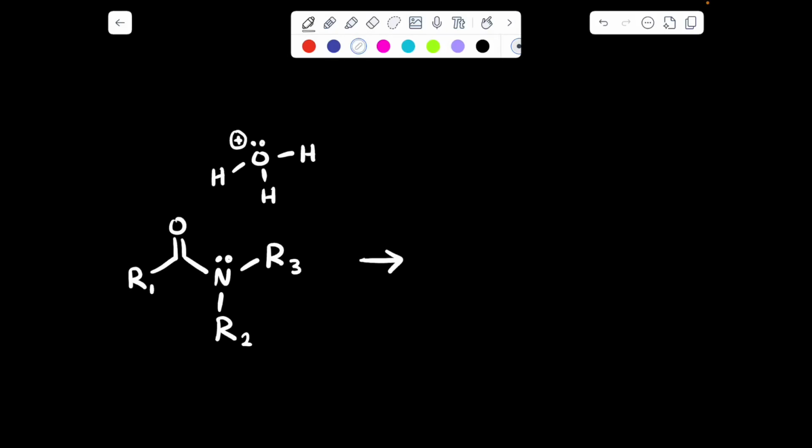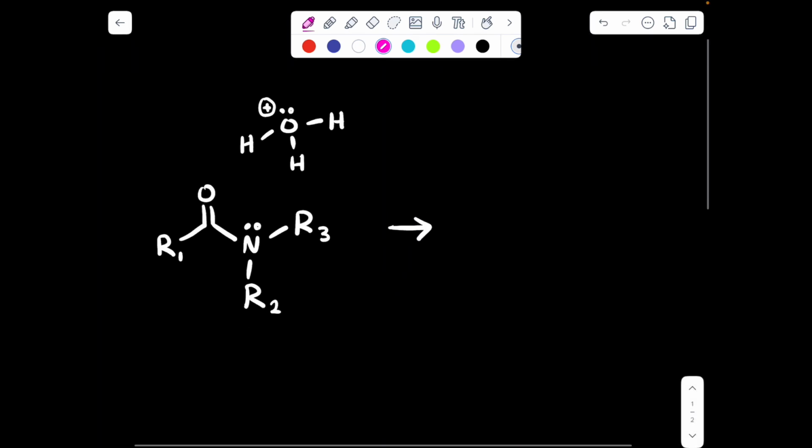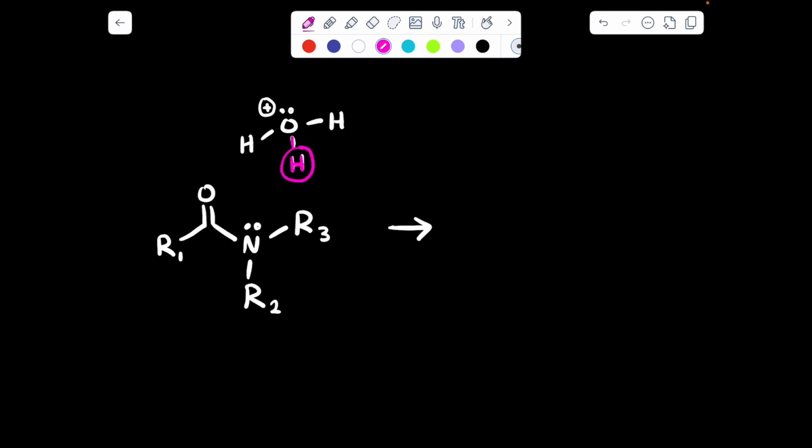Hello party people. In this video, I will just be going over the mechanism for acid catalyzed hydrolysis of amides. So let's say you have some H plus source. In acidic conditions, you will have some excess H plus. So this could come from, for example, an H3O plus. So this hydrogen is our target.